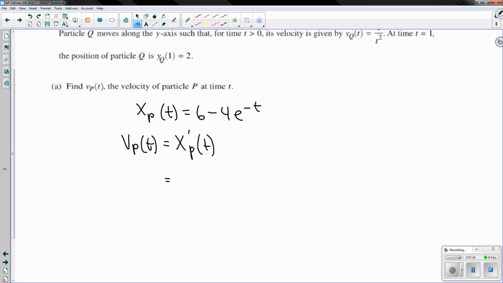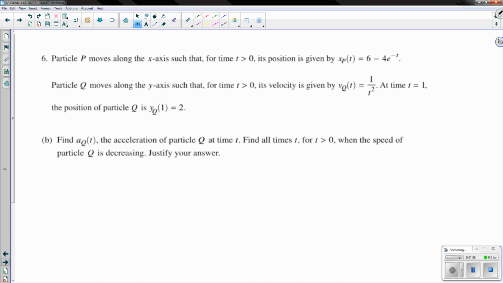well, the derivative of 6 is 0, and when I differentiate negative 4e to the negative t, chain rule there, make sure you realize that that exponential is composed with negative t. So we're going to do the derivative of e to the x is itself, but times the derivative of the inner function, which is negative 1. So fully simplified, we're going to get 4e to the negative t, and that's our velocity function for particle P at any time t. And there's part A. That's all there is to it.